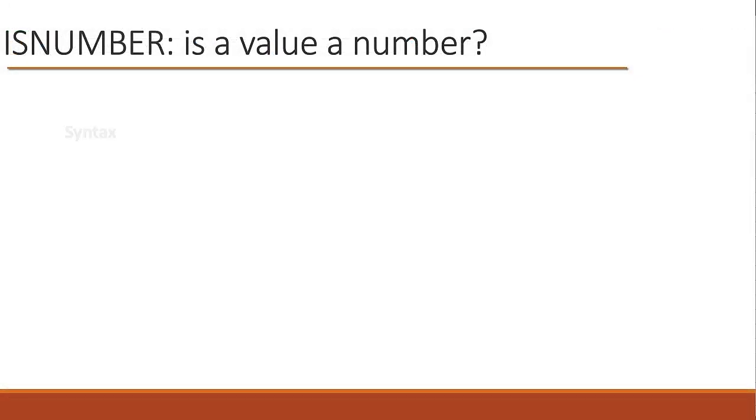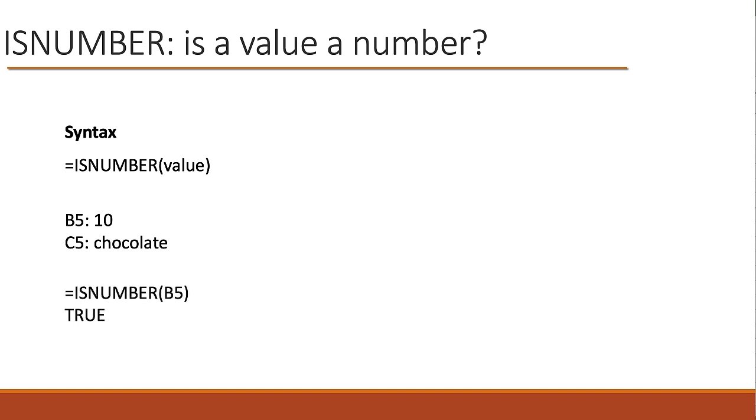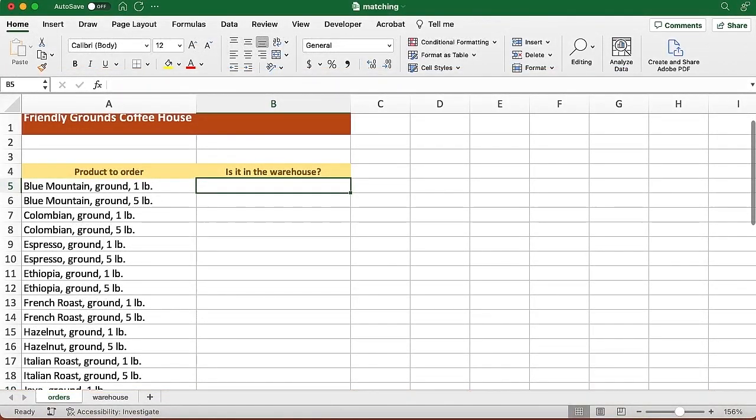The function is called ISNUMBER, and the syntax is pretty straightforward. Say equals ISNUMBER, and then we feed it a value. So here's a simple example. Let's say in cell B5 we have a value of 10. In cell C5 we have some text, and we run the ISNUMBER function on cell B5. It returns a value of true because 10 is a number. And if we run the ISNUMBER function on cell C5, it returns a value of false because chocolate is not a number. So let's do this in Excel.